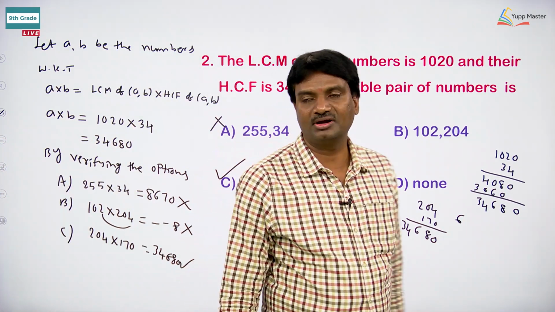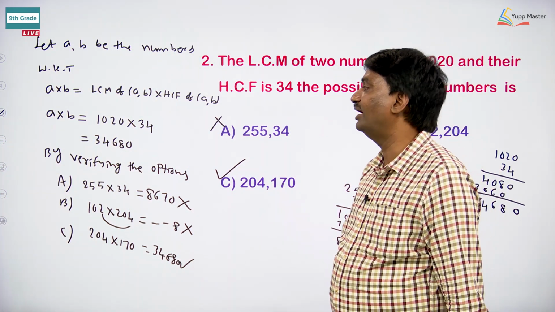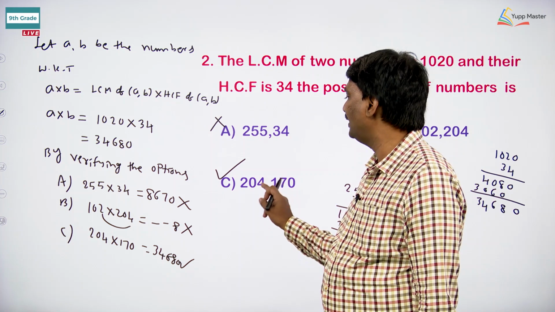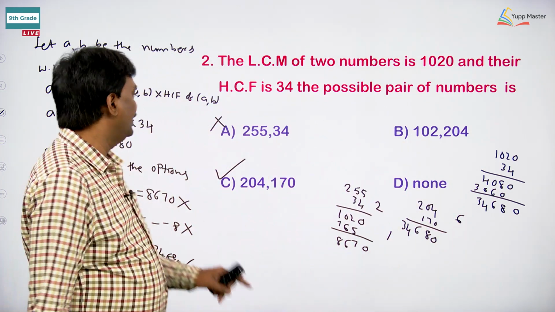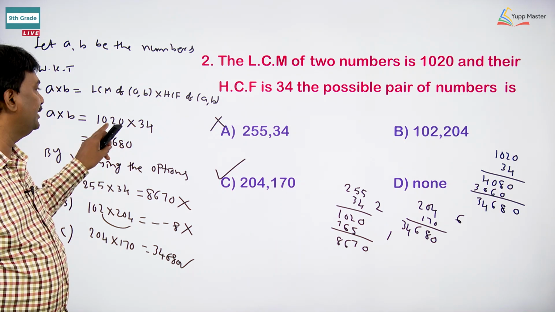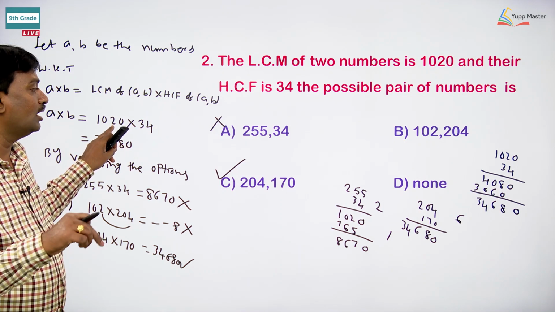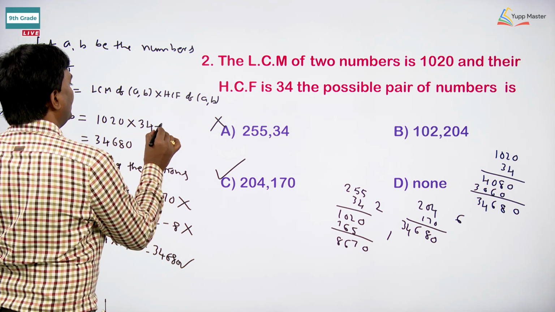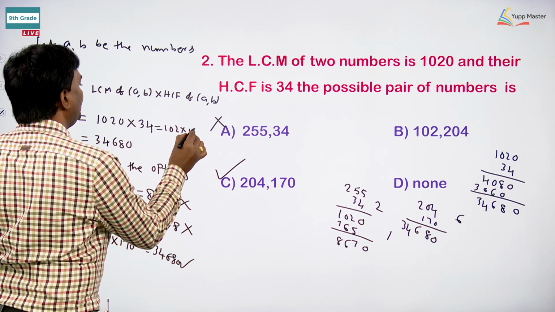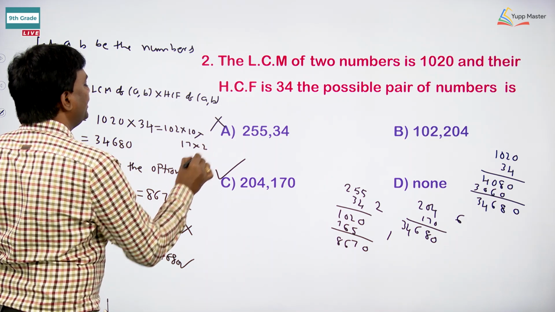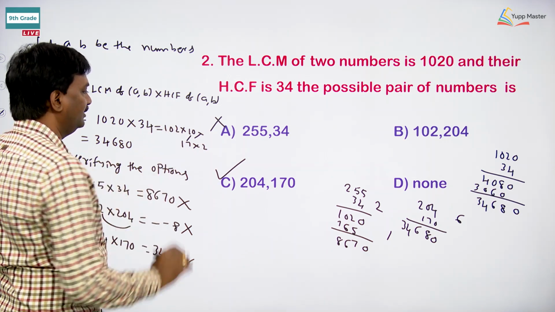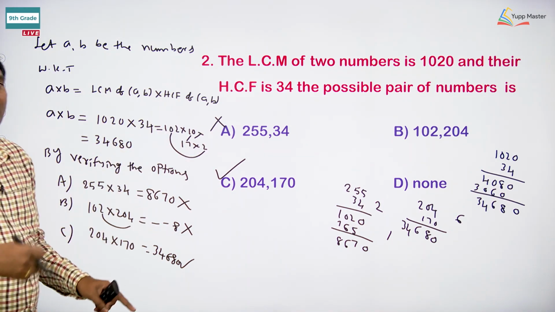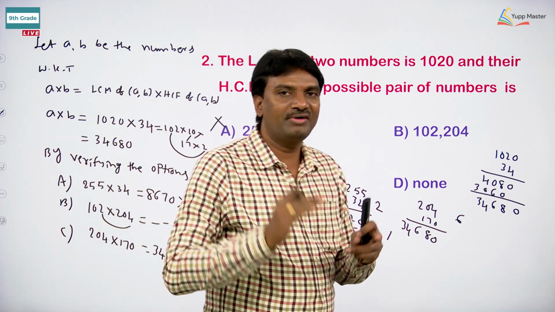Option C is the correct option for the given problem. So 204 comma 170, by multiplying these two, you will get it. Or here you may write 34 as 2 into 17, and 1020 as 102 into 10. So you can write 102 into 10 and 34 as 17 into 2. By multiplying 17 and 10, you will get 170. By multiplying 102 and 2, you will get 204. So you can do it like this also, but the simple method is verifying the options.